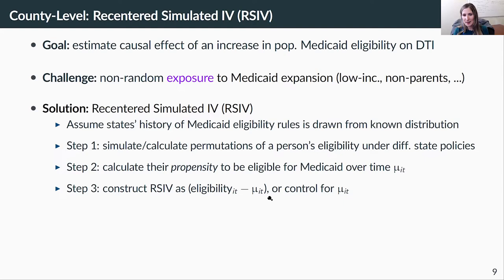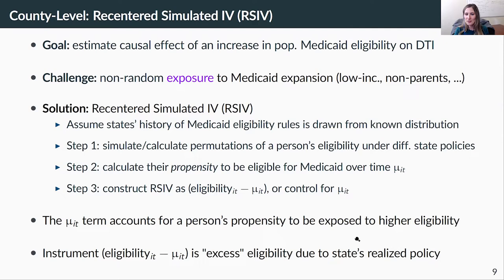Now, you can use this as an IV, and I'll show you results for both. But you can also just use eligibility in the regression and then control for this propensity. The latter is going to be my preferred specification, because there are actually efficiency gains from the control approach versus the recentered IV approach of directly doing the two-stage least squares estimation. Intuitively, we should think of this mu term as accounting for a person's, county's or zip code's propensity to be exposed to higher eligibility. And this instrument is capturing the excess eligibility due to the random realization of, for example, California being much more generous than Minnesota. All right, any questions on the IV or the approach?